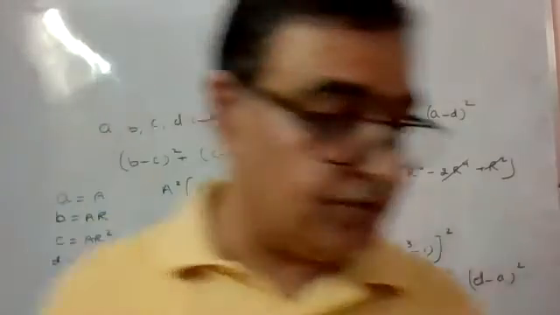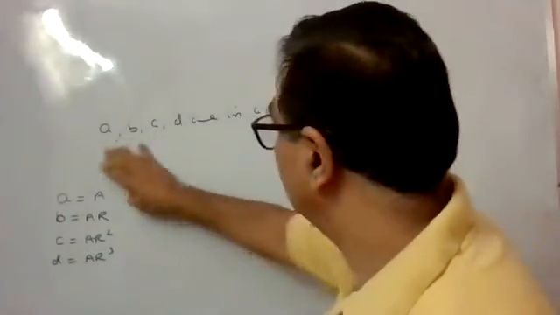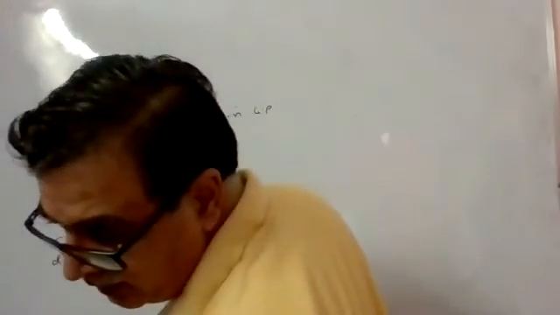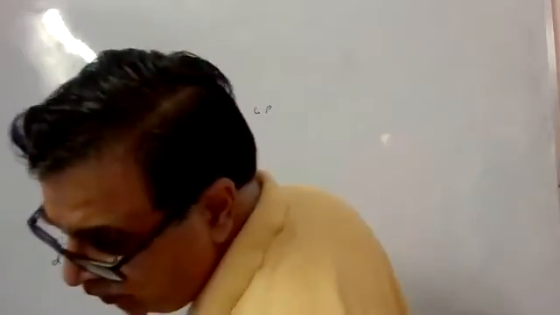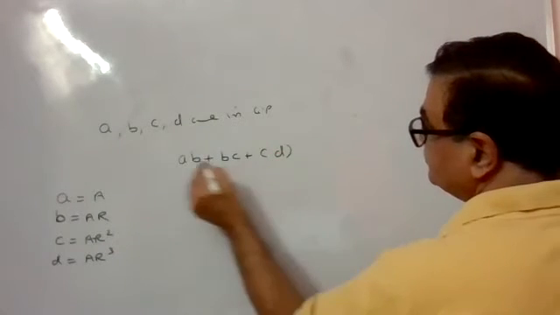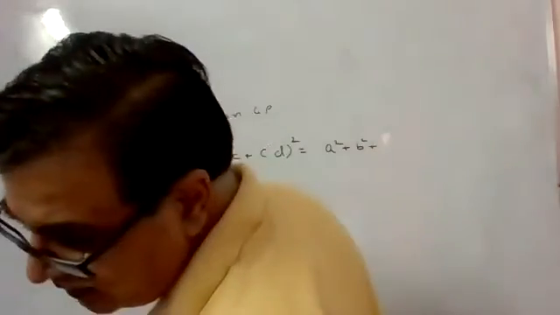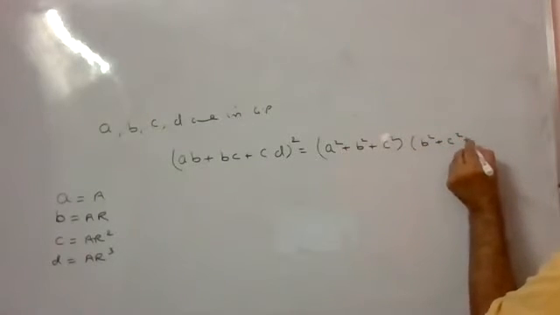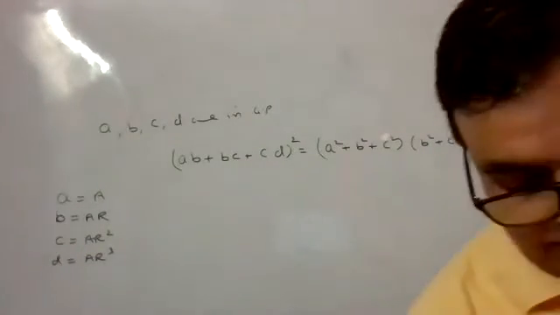Yes. Second part of the question is: A, B, C, D again are in GP. Then prove that AB plus BC plus CD whole square equals A square plus B square plus C square into B square plus C square plus D square. You have to prove this.